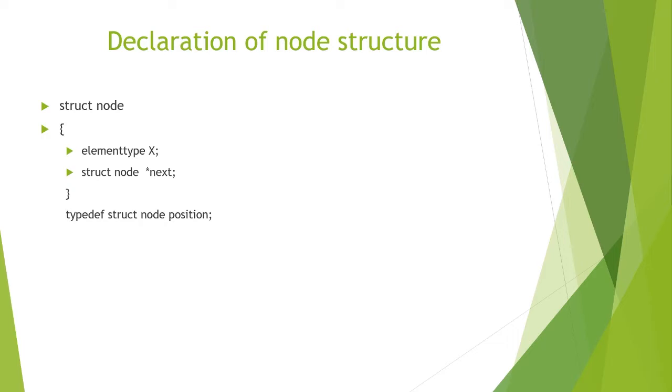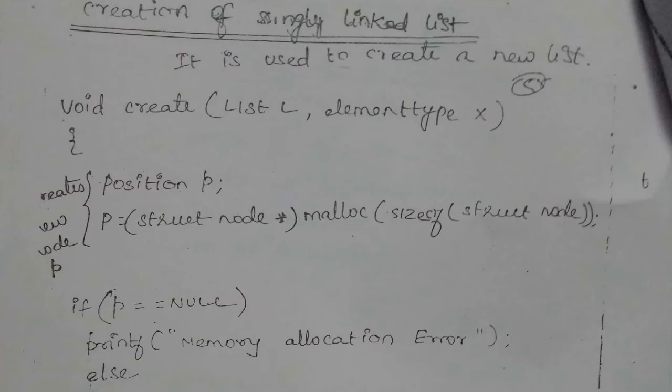Next we have typedef. It is used to rename node structure name as Position, because we are going to use this Position name for creating nodes in our program. Here we will see how to create a node in a singly linked list. For this we are using a subroutine named create.